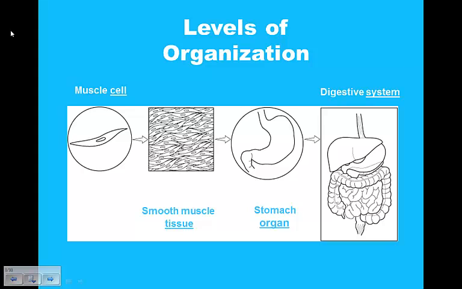Here's a visual to help you understand that a little better. Here we have a muscle cell, one singular cell. We group a bunch of those cells together and we have smooth muscle tissue. And that tissue then makes up the stomach, which is an organ. And we put the stomach in with other organs, and we end up with an entire organ system. In this case, it would be the digestive system.